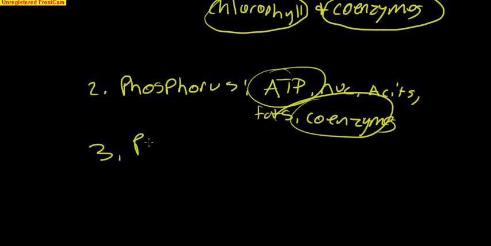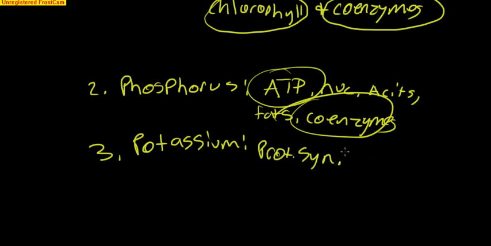Number three, potassium. Yeah, yummy, yummy, yum. Not really. Anyway, potassium is also very important. Protein synthesis. Cell membranes. I guess cell membranes are made up of potassium, nucleic acids.